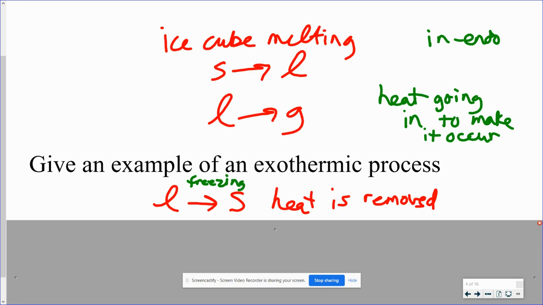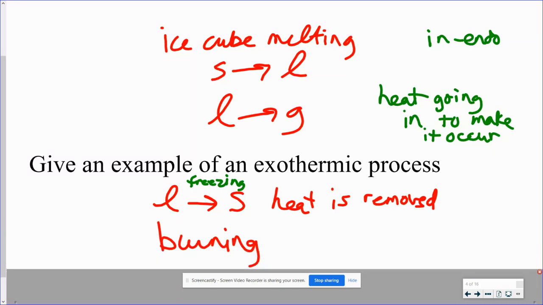Now the thing that's a little bit confusing is when something freezes, you're feeling it get cold, the end result is cold. Okay, so, but heat was removed to make that happen. So it's an exothermic process if heat has to be removed to make it happen. So in this case, don't worry about what it feels like. You have to think, do I have to put heat in to make this happen, or is heat being removed to make it happen? With burning, that would be an exothermic process. Okay? Heat is being given off, heat is removed.